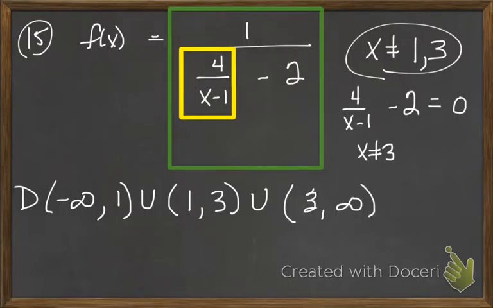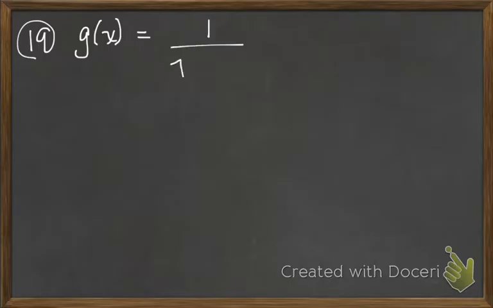Alright, let's look at 19. Still finding the domain here. And now they're going to throw in a square root.